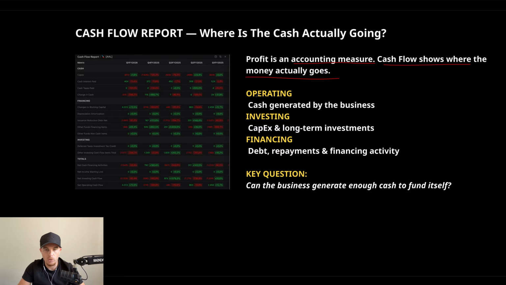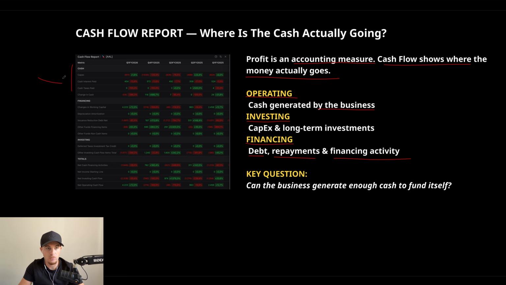You have three key parts. The first one is the operating, cash generated by the business. Of course, to make the company work, you need to spend money for the operation, right? If you need to use some stuff, some machines and so on, this is part of the operation, so you use money for that. The second part is the investing, basically the capex and long-term investment, especially R&D and so on. The third one is financing. It's all about the debt, repayment, and financing activity. So you have here the three parts.